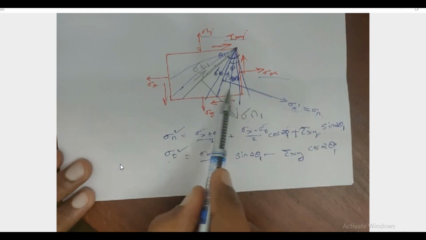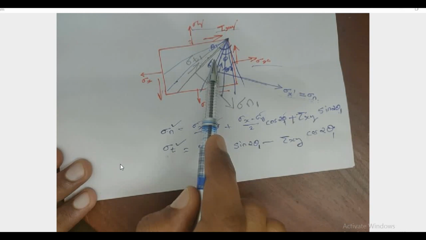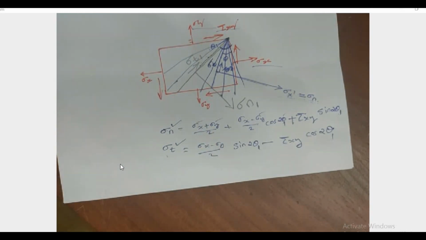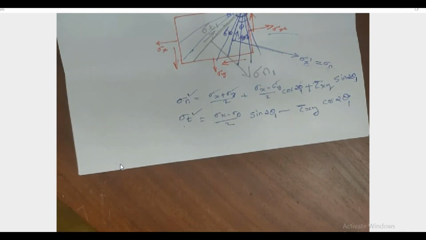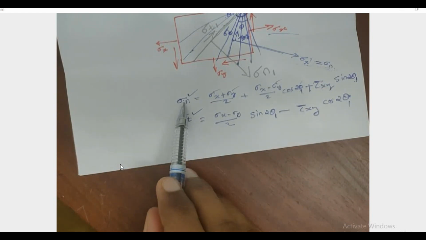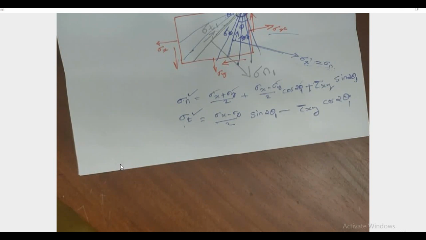And out of this infinite number of planes with the theta 1, theta 2, theta 3, there are infinite number of angles also there. There are infinite number of sigma n, sigma t values also there. Out of this infinite number of sigma n values, there will be a plane where the sigma n value will be maximum. And that plane is called principal plane.